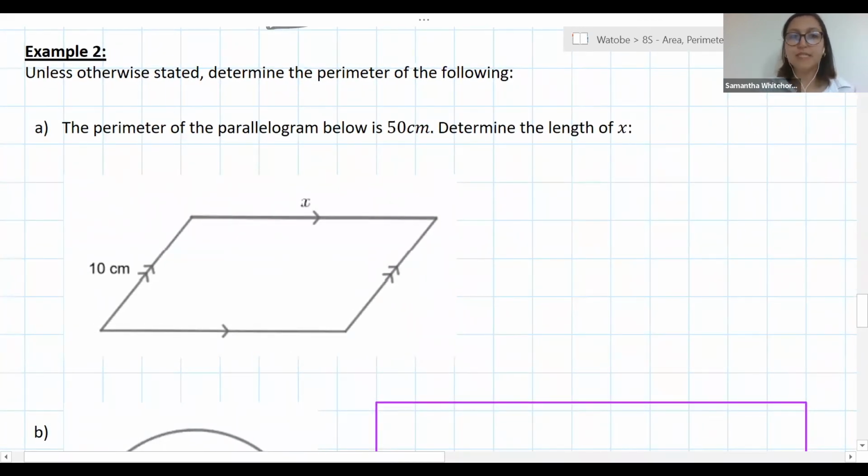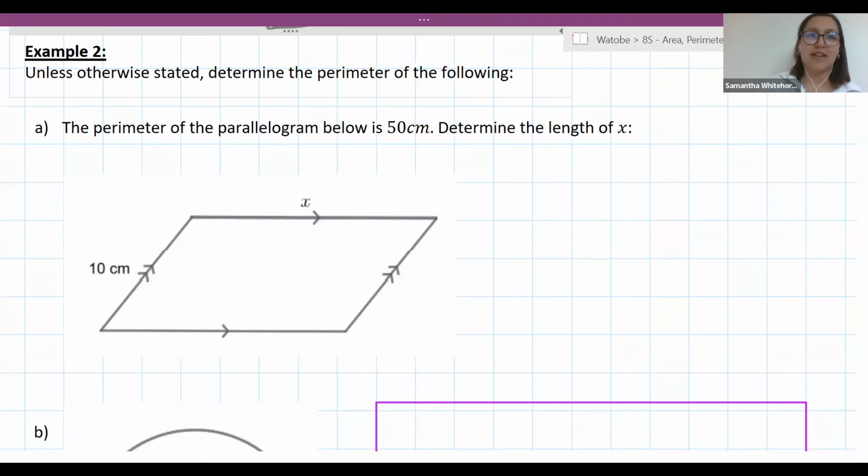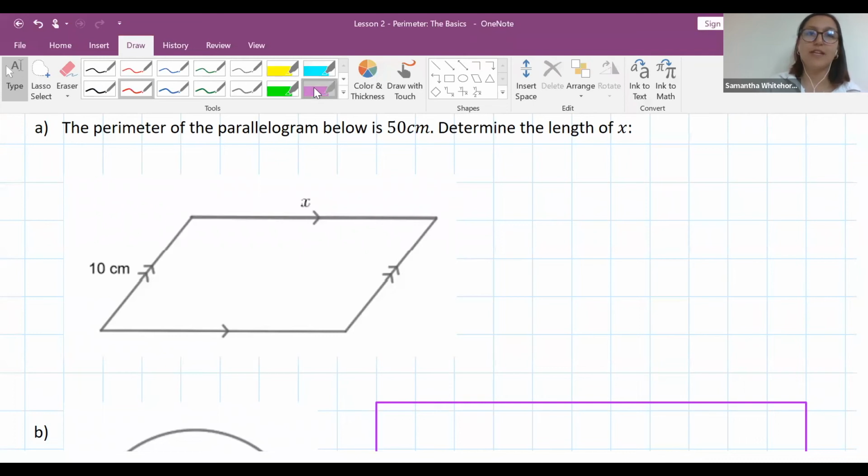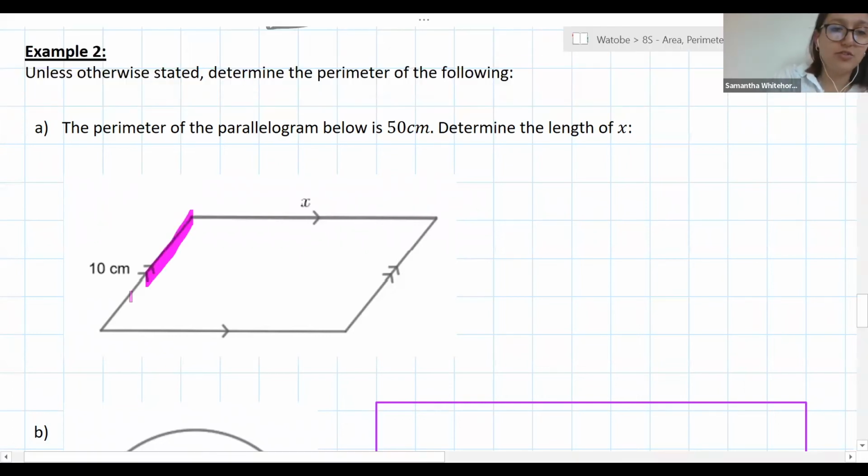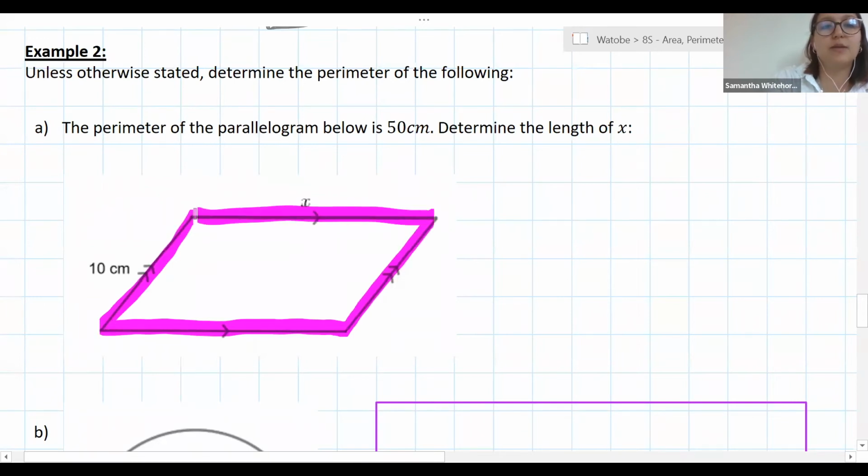So it says the perimeter of the parallelogram below is 50 centimeters. Determine the length of X. Now, it's going to be very useful to you if you know some of the properties of the sides of a parallelogram. So I'm telling you that that perimeter is 50.